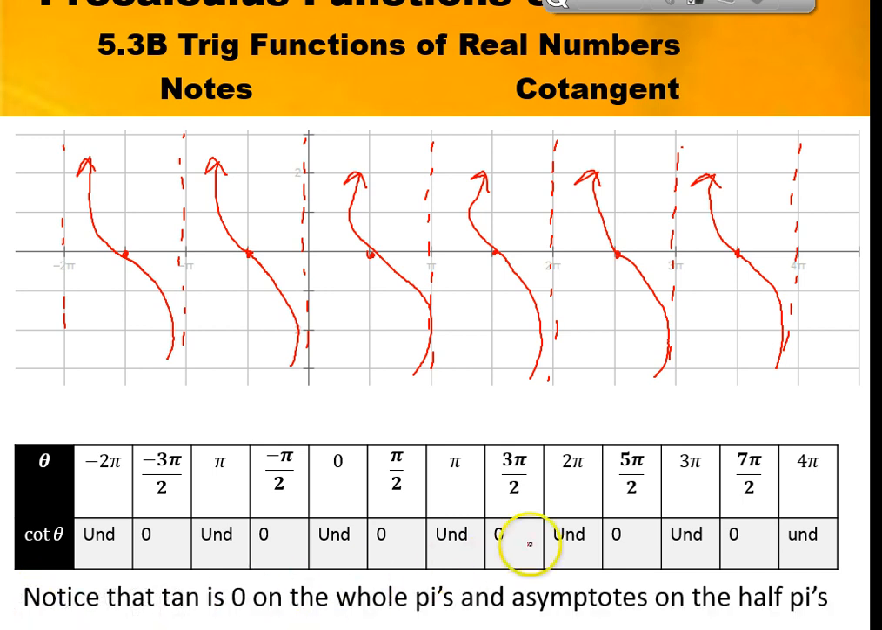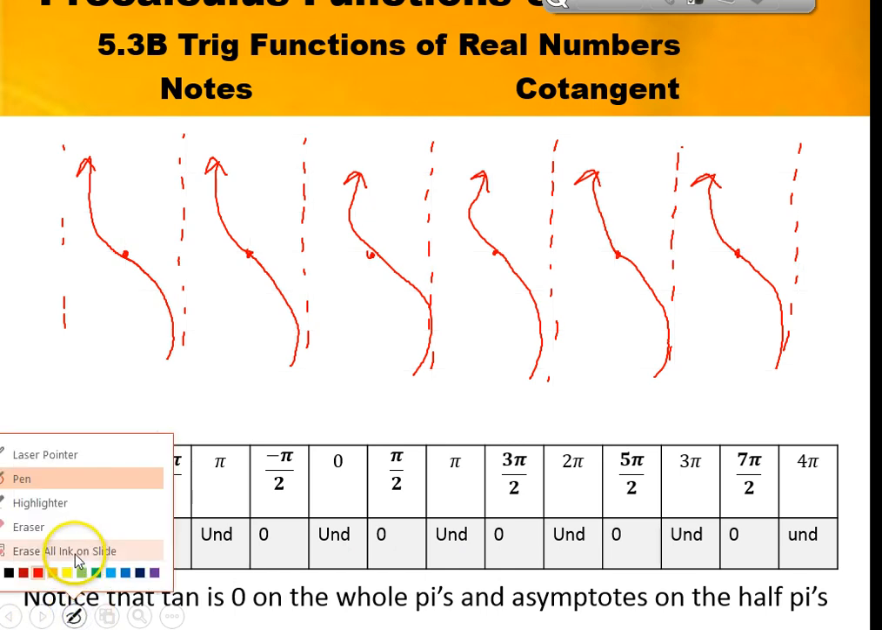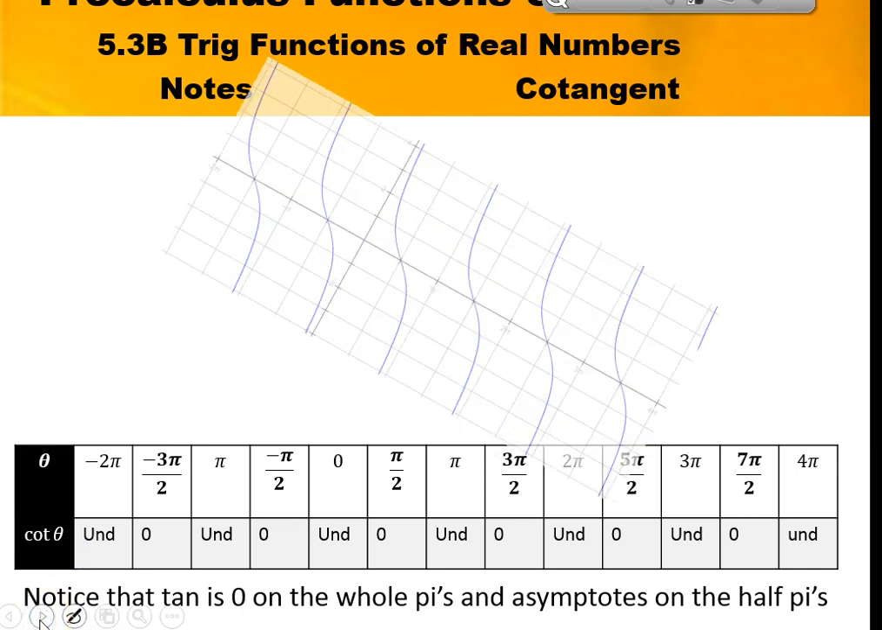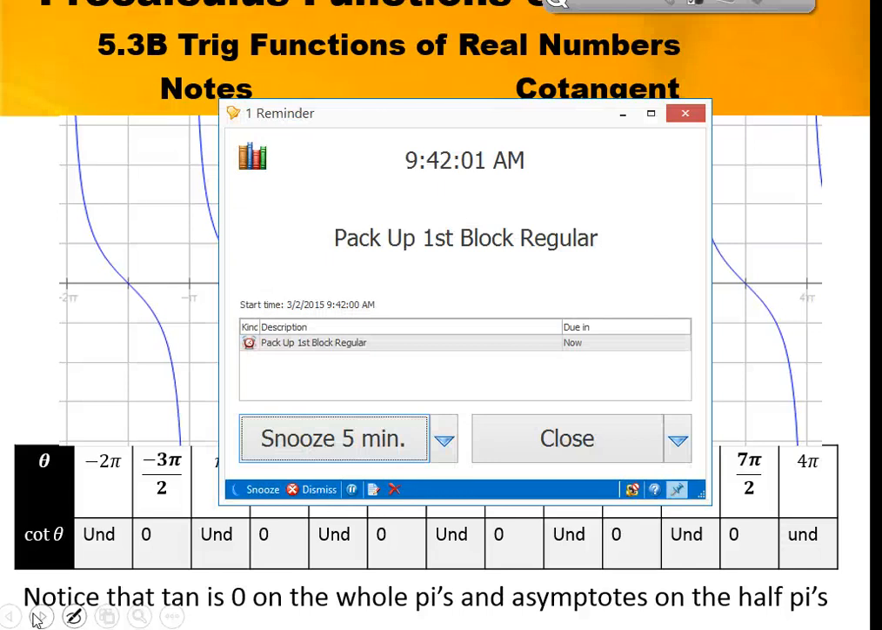So tangent 0 on the whole pi's and asymptotes at the half pi's. I already said that. Oh, I forgot to erase the ink. Let me get rid of the ink. And there we go. There is a good graph of cosecant. Or sorry, cotangent. Now, on all of these, I showed you how to draw the asymptotes, but really you don't have to. I just wanted to show you that they're there, but when I graph them, I really almost never draw the asymptotes. I just keep in mind where they would be when I draw it.